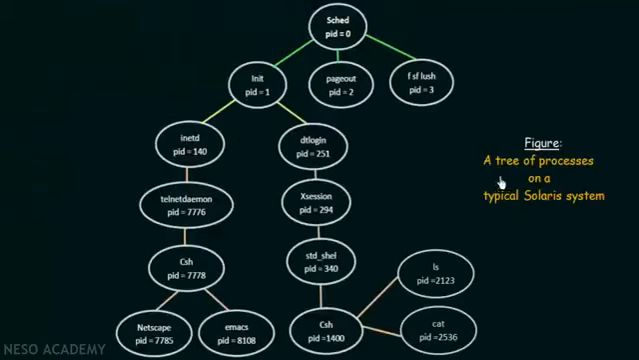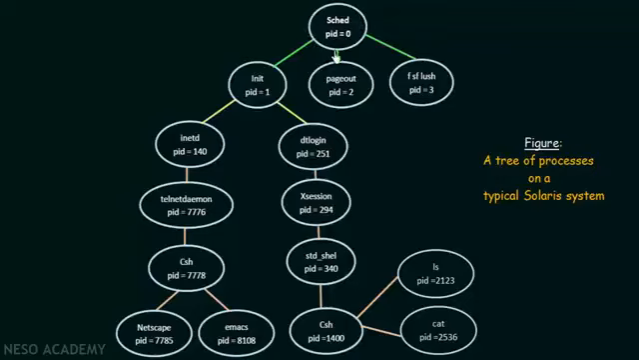Here we have a figure which is a tree of processes on a typical Solaris system. As I told you, it looks like a tree structure, so let us try to visualize and understand what this tree means. All these oval shapes represent particular processes, and each has a name and a unique ID which we call the process ID or PID. Each process is identified by this unique number, which we already discussed in the previous lectures.